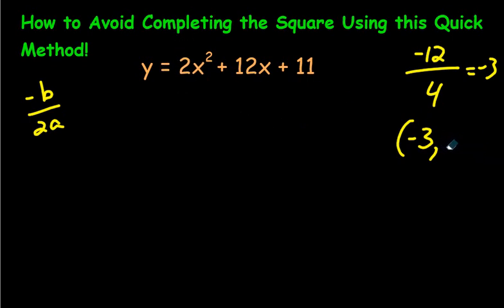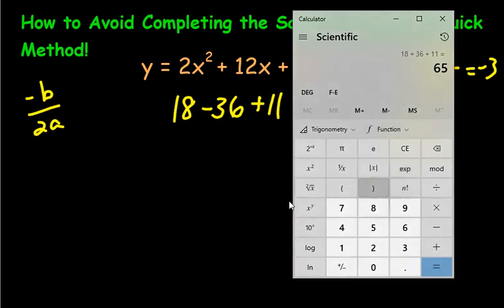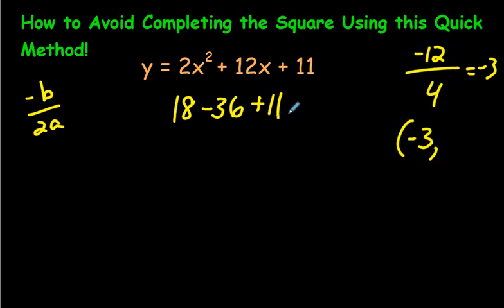If we want to figure out what the y value is, all we have to do is sub that negative 3 back into this. So negative 3 times negative 3, I'm just doing this verbally, okay? Negative 3 times negative 3 is 9, and 9 times 2 is 18. Now, 12 times negative 3 is negative 36. I'm putting the negative 3 where I see the x. Then we have the plus 11, and if we want to, we could just quickly take a calculator and go 18 minus 36 plus 11, and we get negative 7. So that equals negative 7, which goes right there.